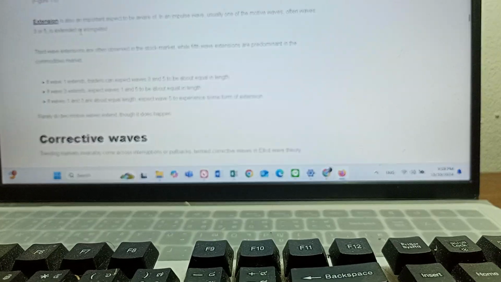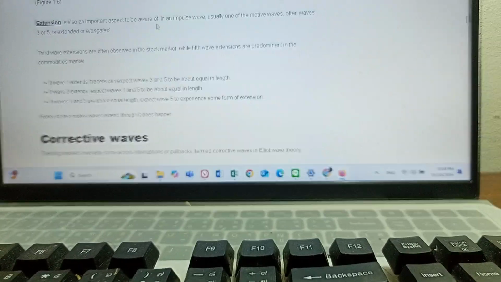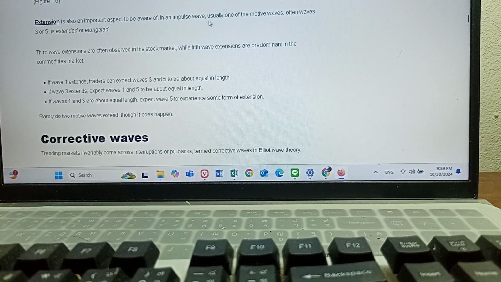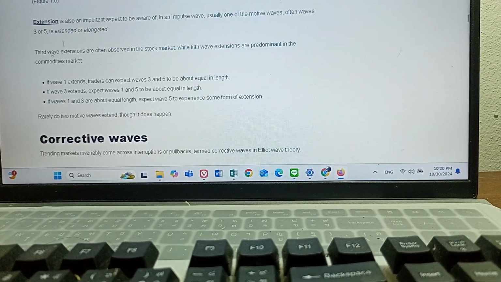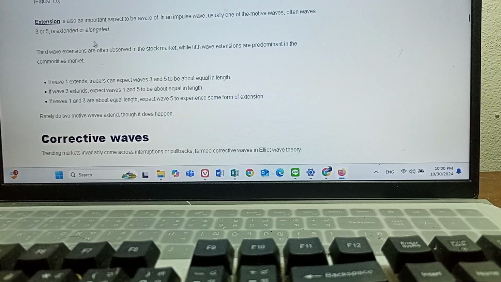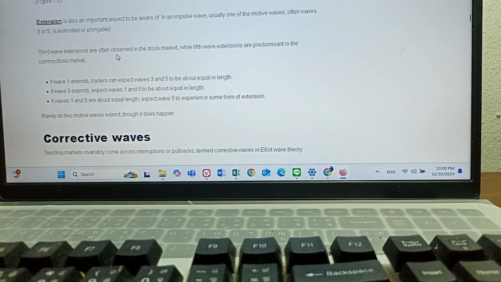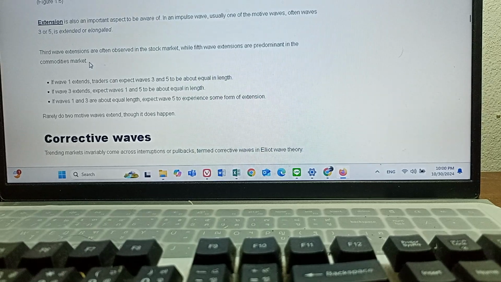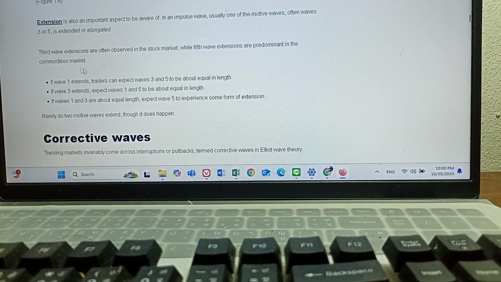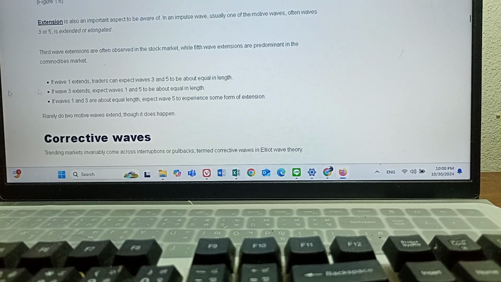Extension is also an important aspect to be aware of. In an impulse wave, usually one of the motive waves, often wave 1 or 5 is extended or elongated. Third wave extensions are often observed in the stock market, while fifth wave extensions are predominant in the commodities market, such as the gold spot market.